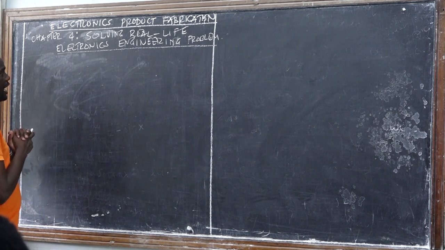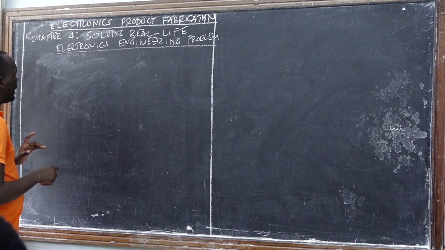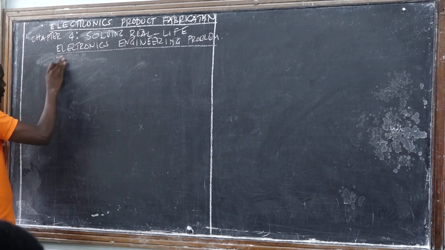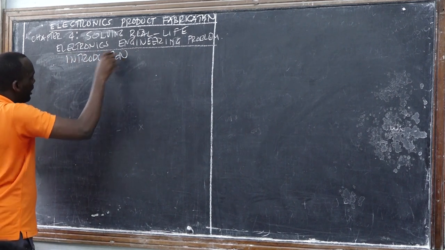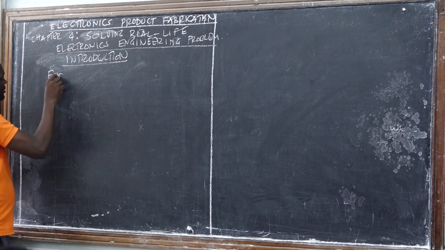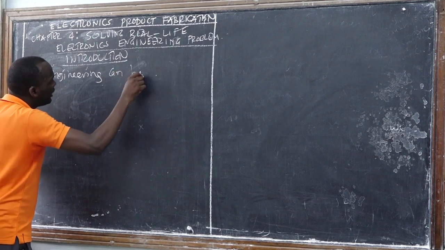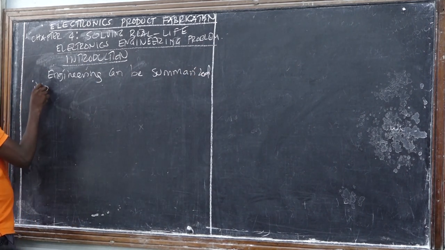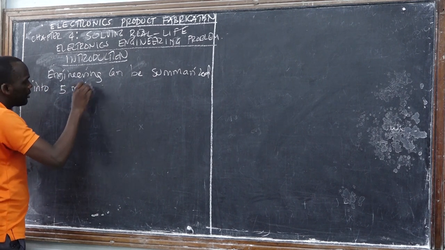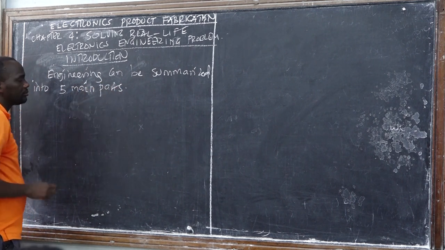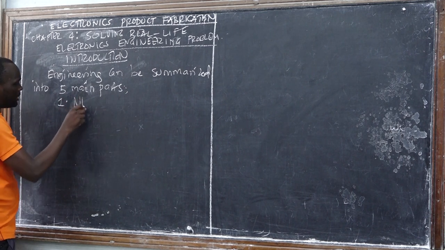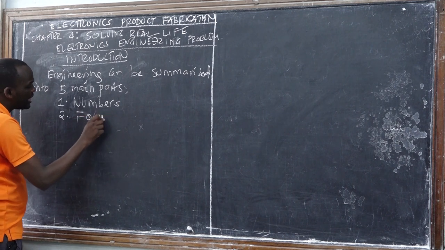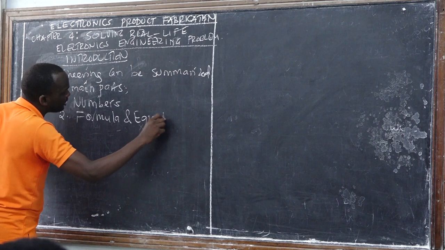Whenever we want to solve any real-life electronics engineering problem, let me just tell you something. This is all about the introduction of this concept. I told you, and I would like to remind you again, that engineering can be summarized into five main parts. The first one: engineering is all about numbers. Say numbers. Then the second one: engineering is all about formulas and equations. That's why we need mathematics in engineering.